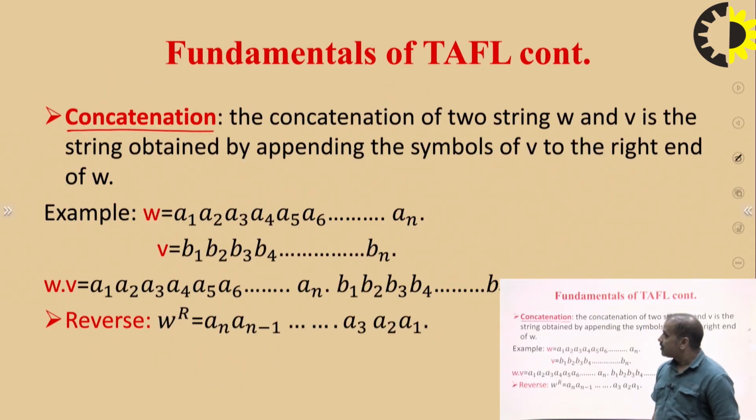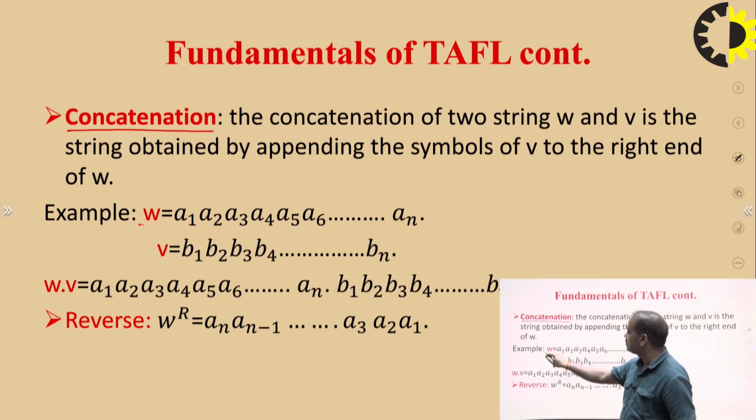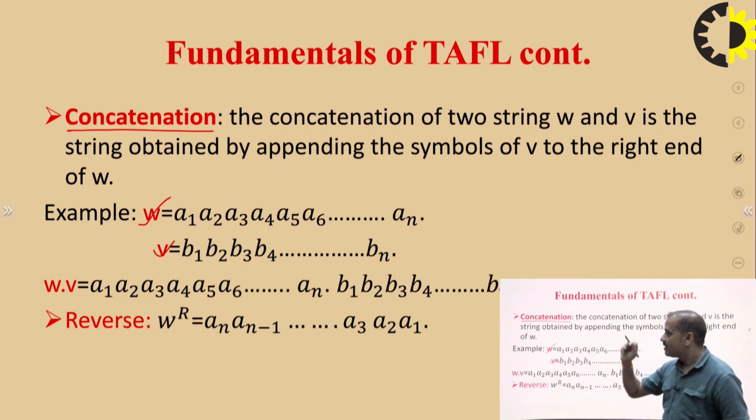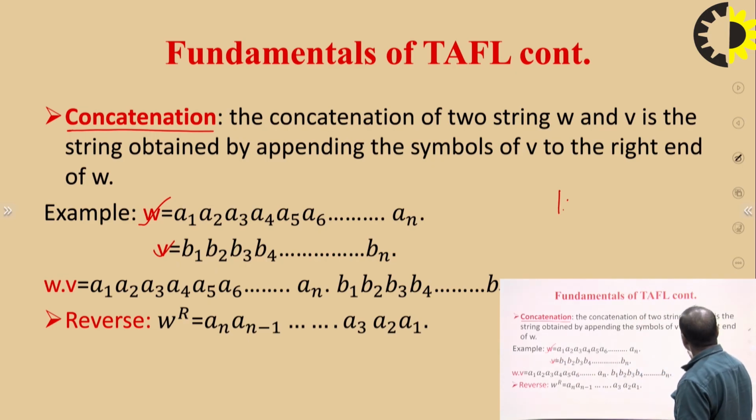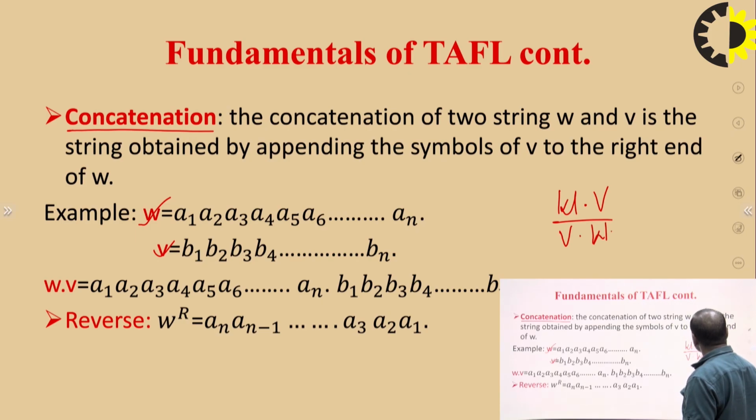If we combine one or more strings, then that is called concatenation. Here we have taken two strings, W and V. We want to find W dot V. This is called concatenation, or V followed by W. This is also called concatenation.